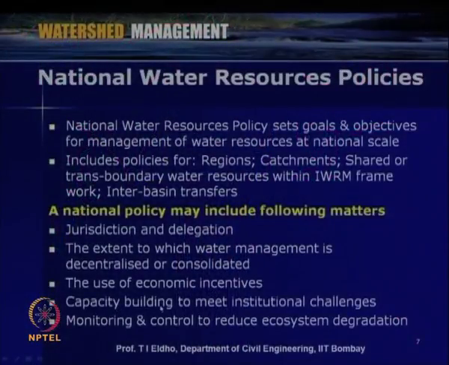Then capacity building to meet institutional challenges. So, that is also important. How we can develop the capacity of the stakeholders, and how the various committees can be formed, and how they can come together to meet the institutional challenges. And then monitoring and control to reduce ecosystem degradation. So, once various projects are implemented for the given system, we should have an appropriate monitoring system to make sure that no ecosystem degradation takes place, and we have to improve the system, so constant monitoring and controlling is essential.